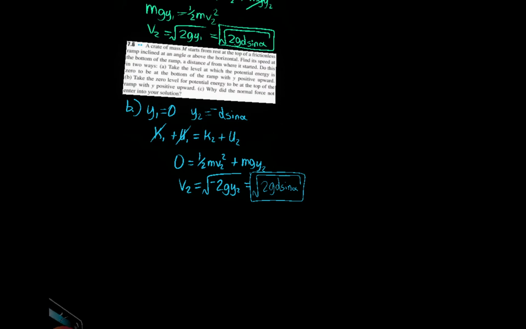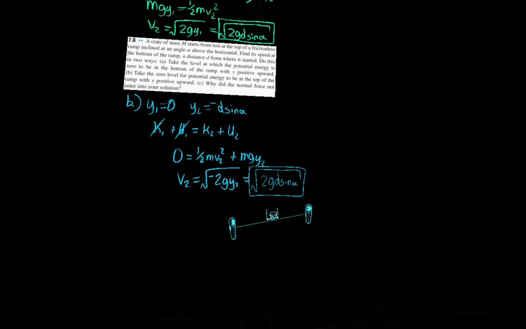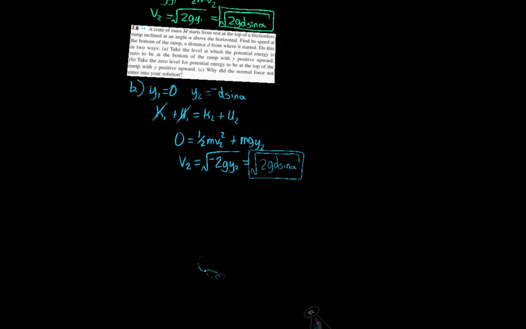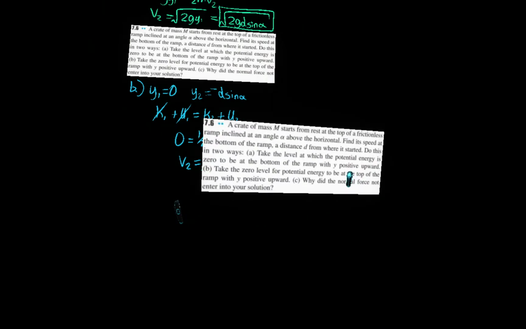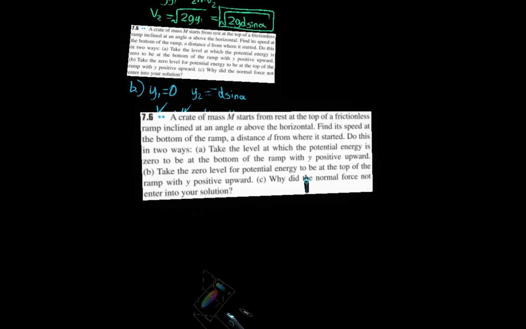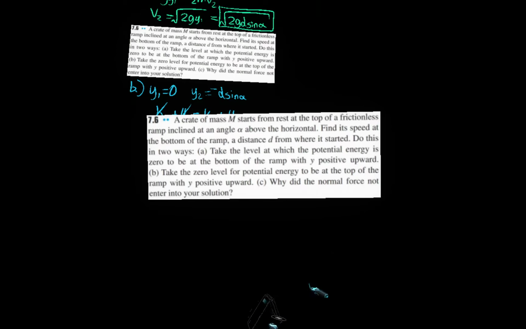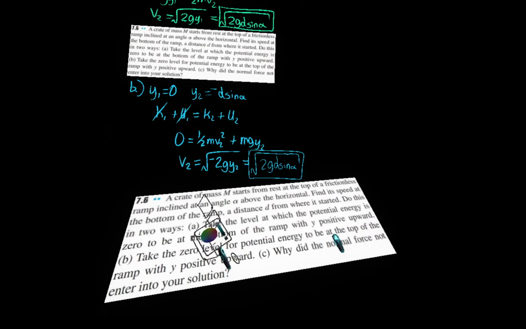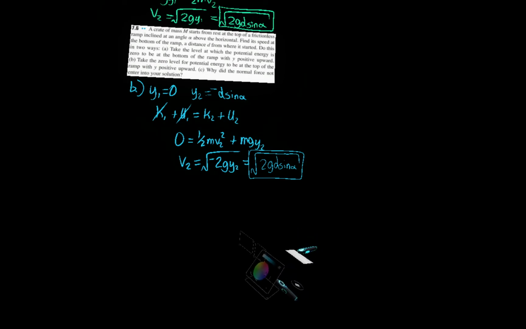So part C, we'll get too ahead of ourselves, part C asks us about the normal force. So the normal force, let me pull the question right up here again. Why did the normal force not enter into your solution? So if we were doing this with Newton's tools, we would have had to analyze forces, we would have had to account for the normal force, and there's some weird angle going on, we would have had to take all kinds of components instead of the one quick one we did.